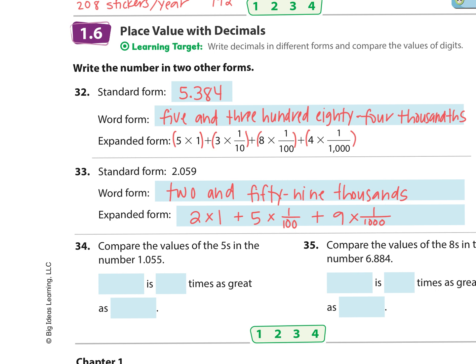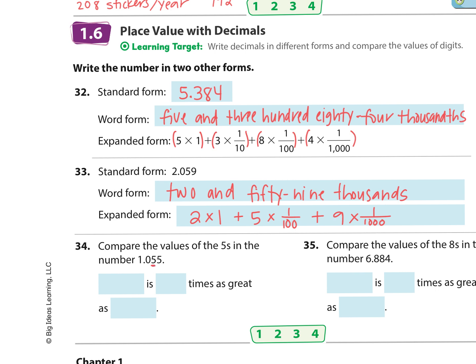Yes. 34. Compare the values of the fives. Okay. Oh, these are so good. Can I just do 34 and 35 with you? Okay. All right, just so we can have more practice and go over that together. All right, the values of the fives. First, we need to locate the fives. I have a 5 in this place here.